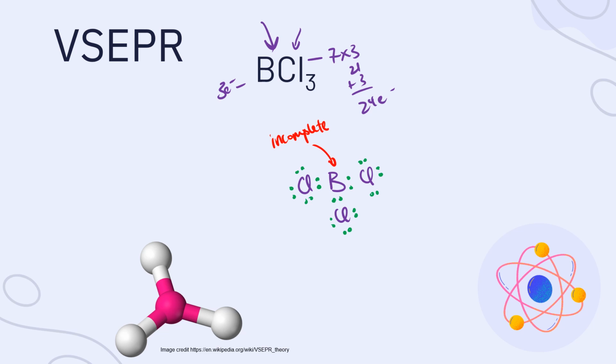We have 1, 2, 3 groups of electrons around our central atom. So the best way to spread out 1, 2, 3 groups is to make a triangle. And so we're going to put these guys into a triangle where I've got chlorine and chlorine and chlorine and boron here in the middle. These electrons are spread out as much as they can be spread out, and our bond angles are going to be 120 degrees.